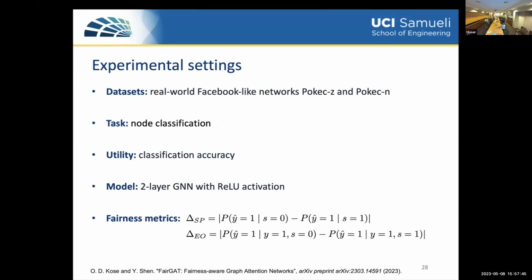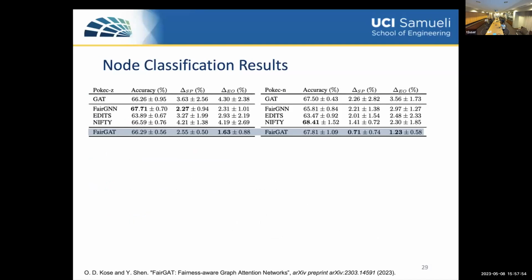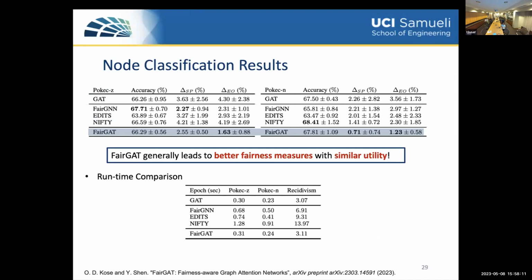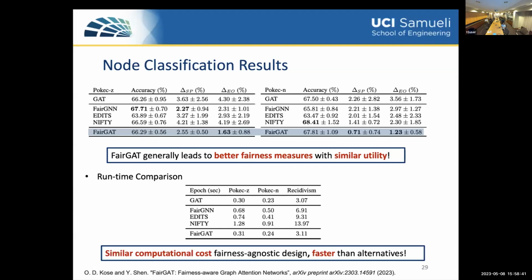Okay, so experimental results. We use a 2-layer GNN on the node classification task, and we can see that this fair GAT, a fairness-aware graph attention network, indeed provides a similar utility again and a much better fairness measure than the alternatives. In addition, as you can see, the fairness-aware design in this case is just a reweighting of the original attention framework. Okay, so the computational complexity is not increased a lot. We see that the runtime in each epoch, compared with the original GAT, has only a very slight difference, and it's much faster than other alternatives. At the same time, it provides better fairness.